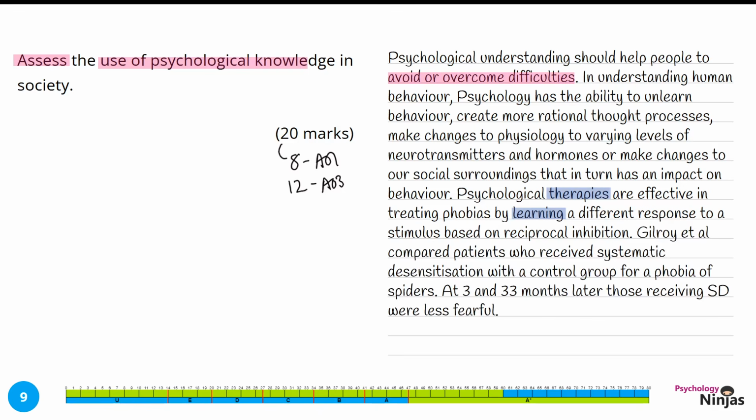Gilroy et al. compared patients who received systematic desensitisation with a control group for a phobia of spiders. At 3 and 33 months later, those receiving systematic desensitisation were less fearful. We've given clear findings from specific research, showing detail in our psychological knowledge. And then we're going to give a counter-argument, also looking at therapies.